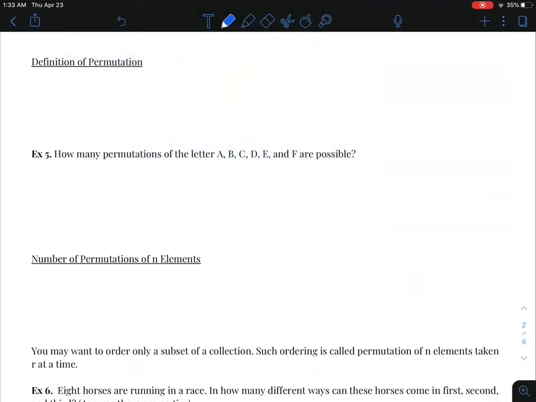So, the definition of permutation. Basically, a permutation is an ordering of elements. So order matters with permutation. With combinations, order doesn't really matter, but with a permutation, that's the main difference. We need to have order that matters. So let's go over this definition first.